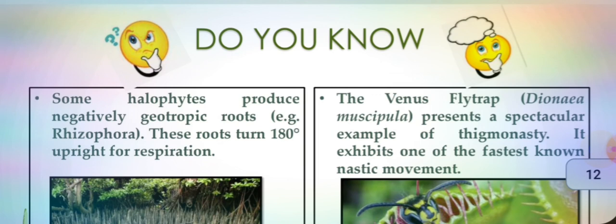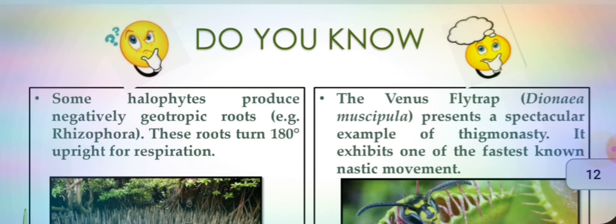And what type of tropism? Negatively geotropic, that is, against the stimulus of gravity. So they are called breathing roots or respiratory roots.